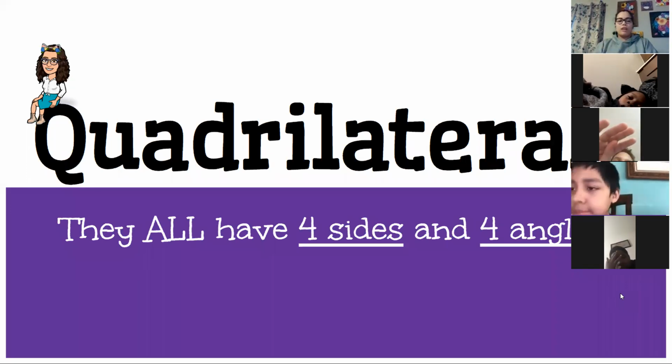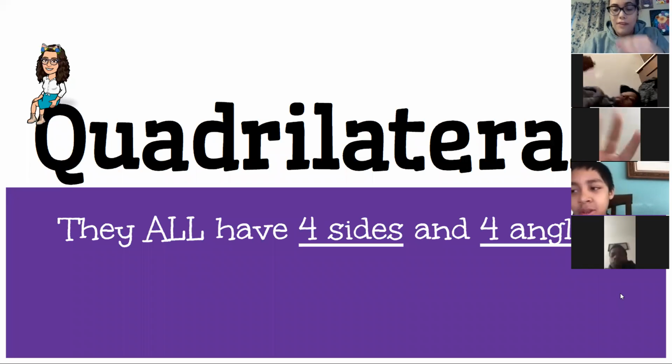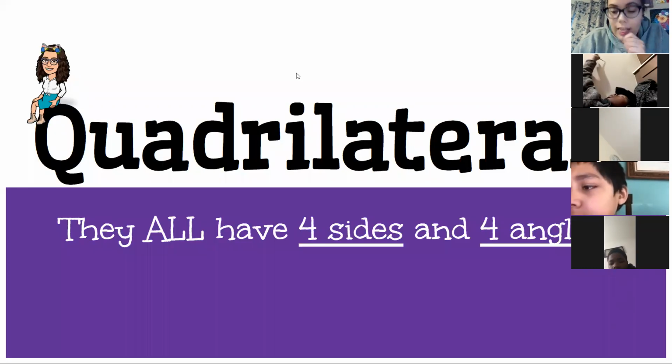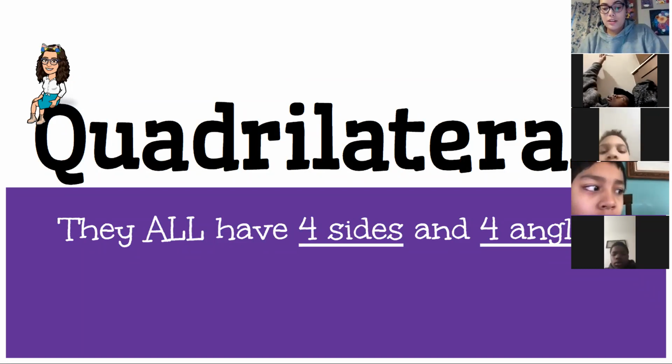Every single quadrilateral has 4 sides and 4 angles. So if I ask you how many sides does a quadrilateral have, you better say 4. Okay? And I'm going to put a little timer here for myself. And every time this timer goes off, I'm going to ask someone how many sides and angles a quadrilateral has, to see if you're paying attention.